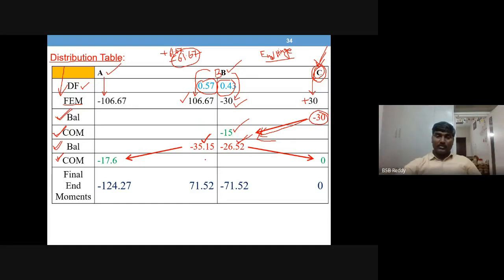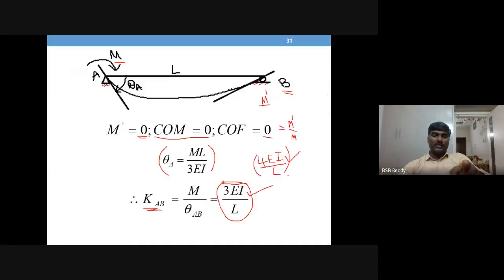Okay. So you have added minus 35.15 at B. For the far end A, A is fixed. The far end is fixed, so a carryover moment will be there, and that value is half. So take half of this value and write it here. What is the far end for B on this side? It is C. But the far end is a hinge now, not a fixed support. So for B, it is C at the far end. The far end is a hinge. So carryover moment, how much? Zero. Okay. That is what it tells.